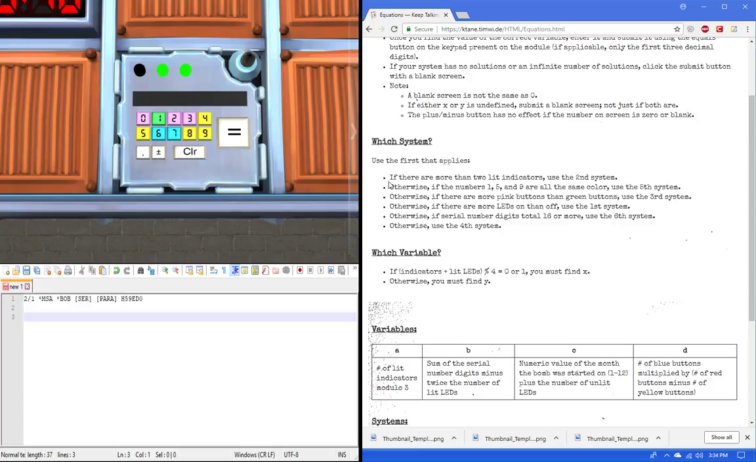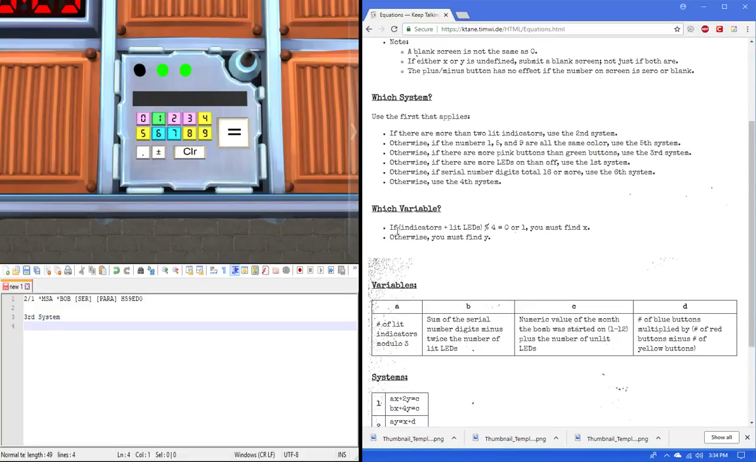Use the first one that applies. So if there are more than 2 lit indicators, no. Otherwise, if the numbers 1, 5, and 9 are all the same color on the module, 1, 5, and nope, they're not. Otherwise, if there are more pink buttons than green buttons, which there are, we're going to use the third system. So we know we're going to use the third system.